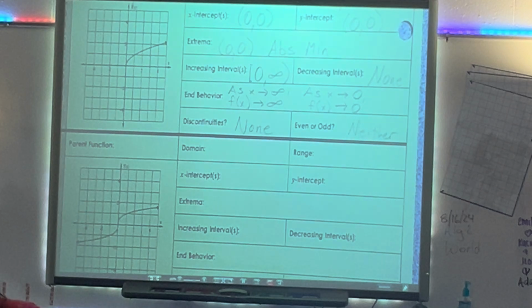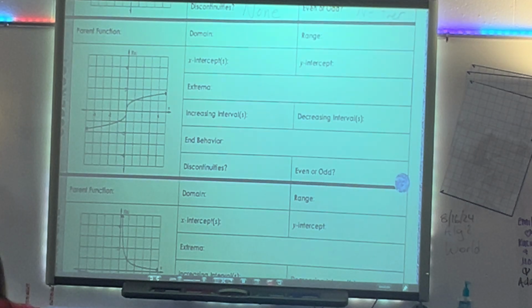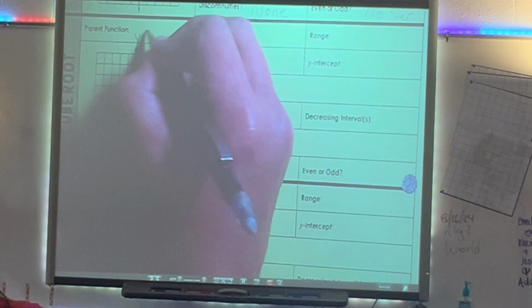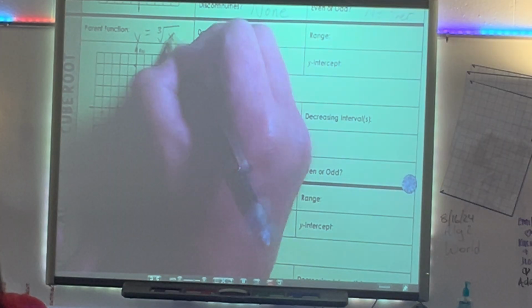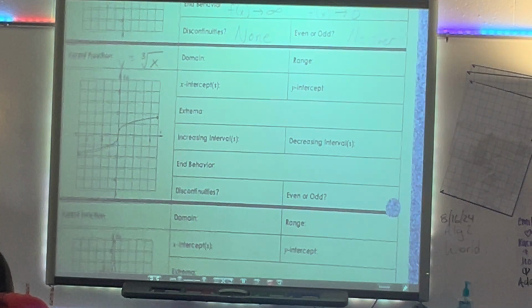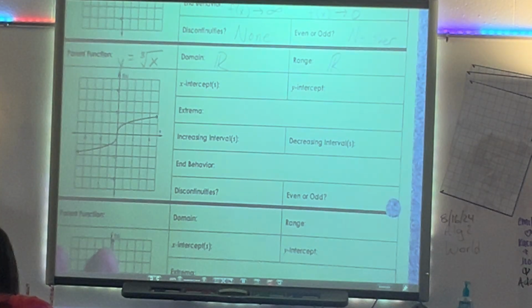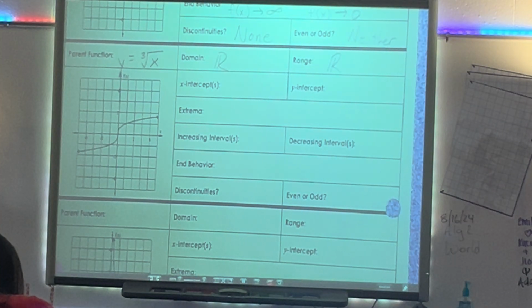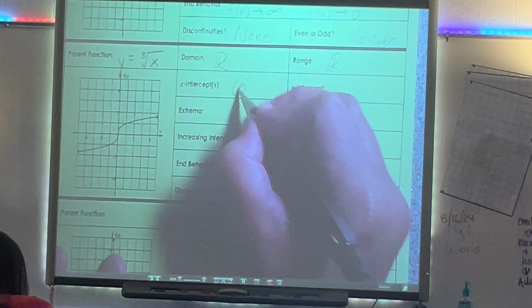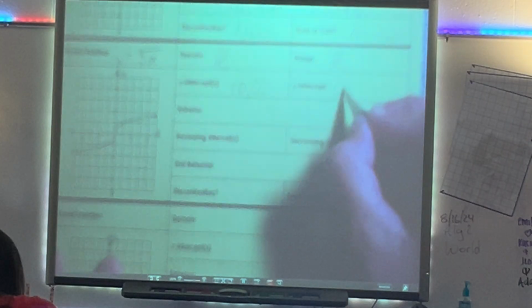Good there? Alright, so then we have the cube root function, so y is equal to cube root of x, and all your odd ones are pretty much, they look the same. Domain all reals, and by odd I mean odd roots. Range is all reals. These are both 0, 0 here.